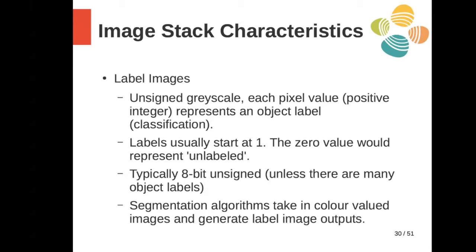And so when you go to look at it, you will not be able to see that there's anything there. But you can adjust the color balance, or you can use a tool like Avizo that knows about labeled images and knows how to display them correctly. And then you'll be able to see the objects that have been segmented out.